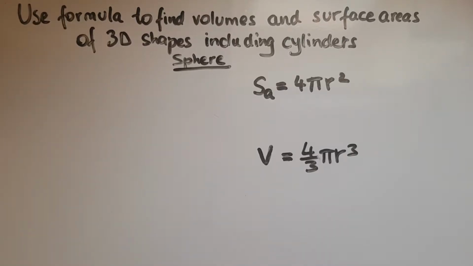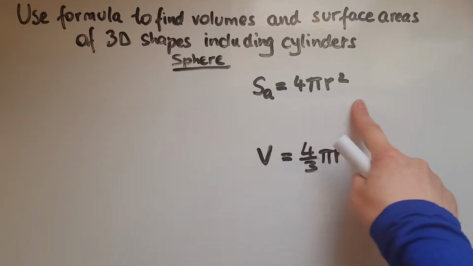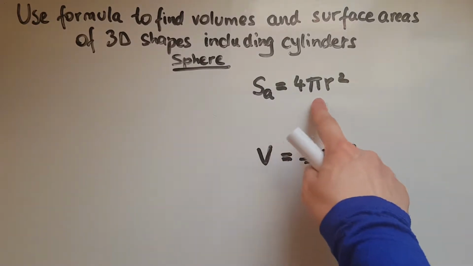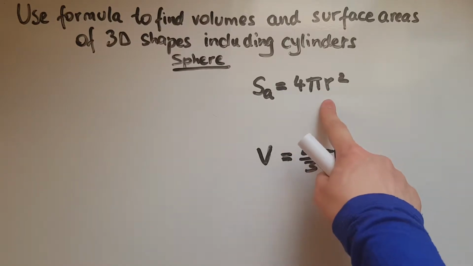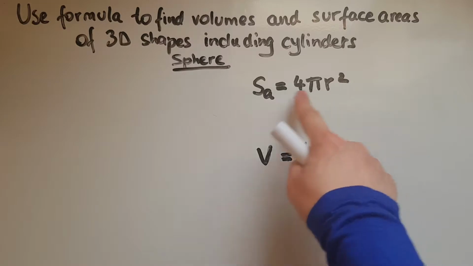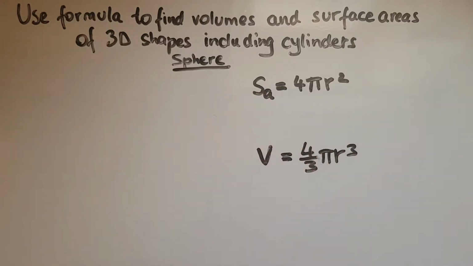In this video, we'll learn to use formula to find volumes and surface areas. And we'll focus specifically on spheres. So we're looking at the surface area and volume of a sphere. That's the formula for the surface area, so 4 pi r squared. And we know what pi is, 3.142. And r is the radius, so whatever the radius of the sphere, you'd be given that.